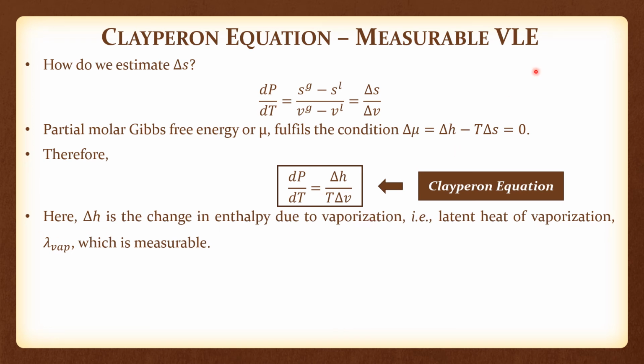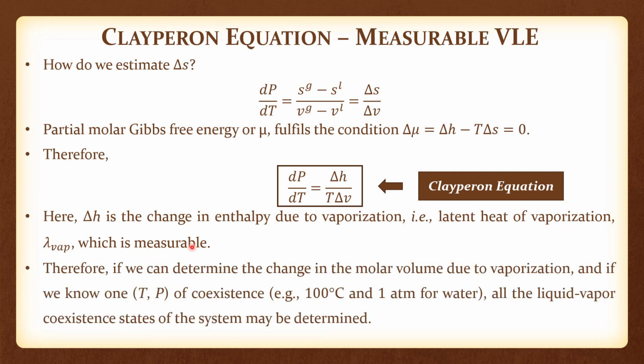In this case, we are looking at vapor liquid equilibrium, which involves the latent heat of vaporization. This is measurable. How much energy did I supply to vaporize 1 kilogram or 1 mole of substance? So if we can determine the change in molar volume due to vaporization, and if we knew one point along the PT curve, because to integrate this you need an integration constant at the end of the day, then for example, for water at 1 atmosphere, the boiling point is 100 degrees Celsius, right?